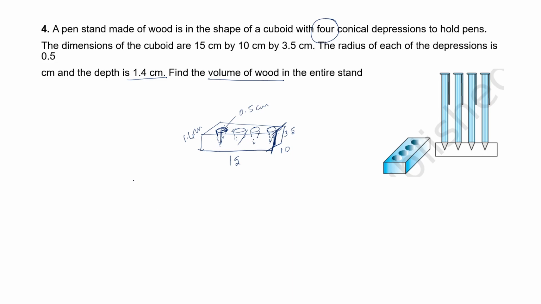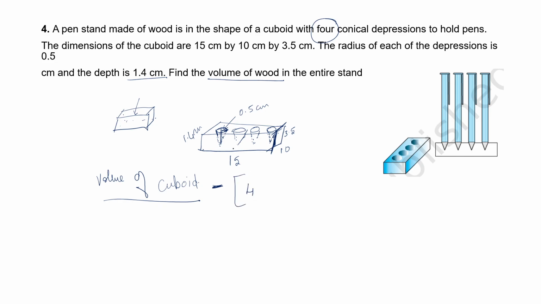Okay, so what we have to do? First we have to find the volume of the cuboid. So volume of cuboid will give you the whole volume. Don't consider these depressions. It will give the whole volume, like the geometry box I told: however much your geometry box can hold, that whole volume will be given by the volume of cuboid. But we have cut this area, so we have to minus this area.